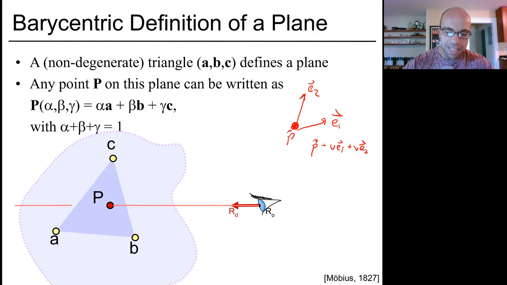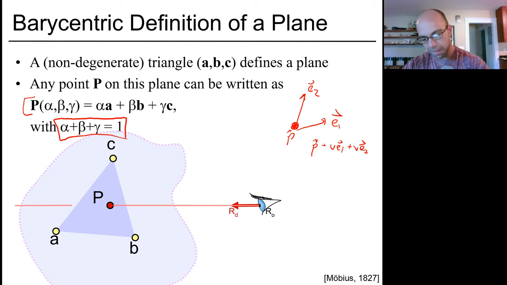A different way to think about it would be to draw a triangle on our plane, for instance, consisting of points A, B, and C, like what we see on our slide here. Then we can write any point P on our plane using the expression on the slide: if I take alpha, beta, and gamma, satisfying a very important constraint, which is that they sum to 1, then I can produce a new point on the plane by taking a weighted average of A, B, and C. Namely, alpha times A, beta times B, and gamma times C.